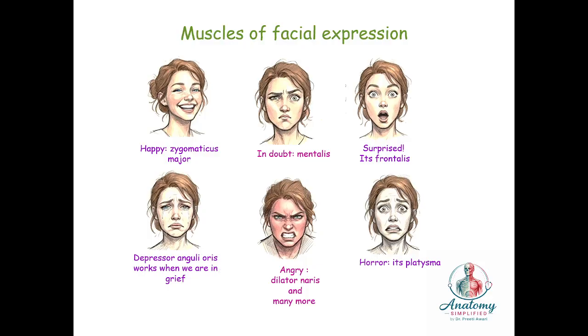So we have seen these muscles. So I have taken few of them as example for various facial expressions. Like for smiling, we have zygomaticus major muscle. When we are in doubt, our mentalis is working. In surprise, the frontalis is working. When we are sad, our depressor anguli oris is working. When we are in anger, the nose is dilated because of dilator nares. And in case of horror, when we are too much frightened, our platysma is working, which is producing horizontal wrinkles on the neck.